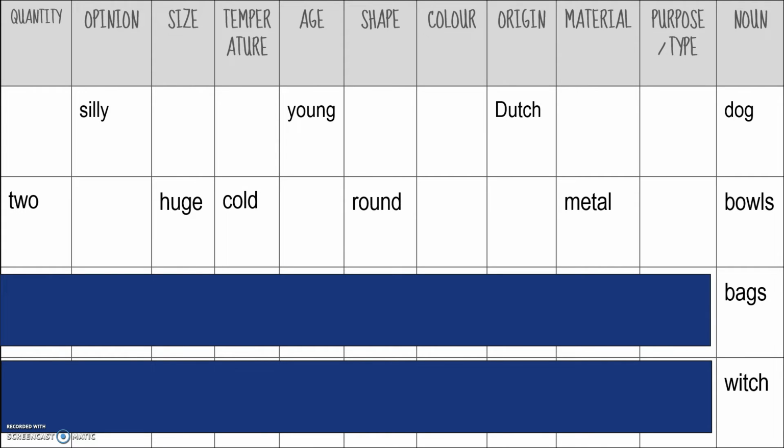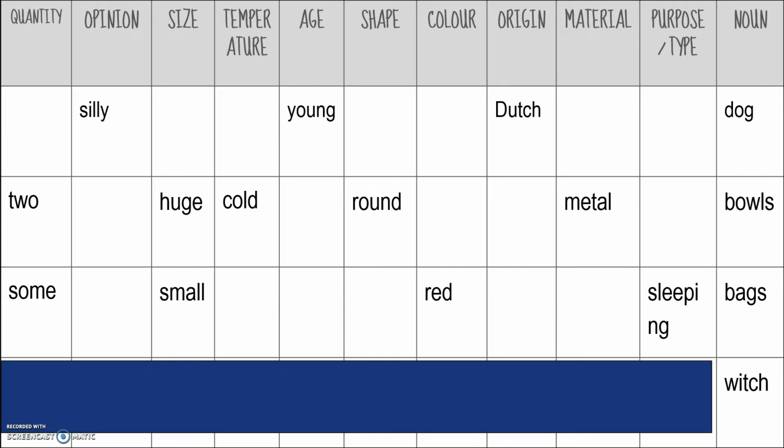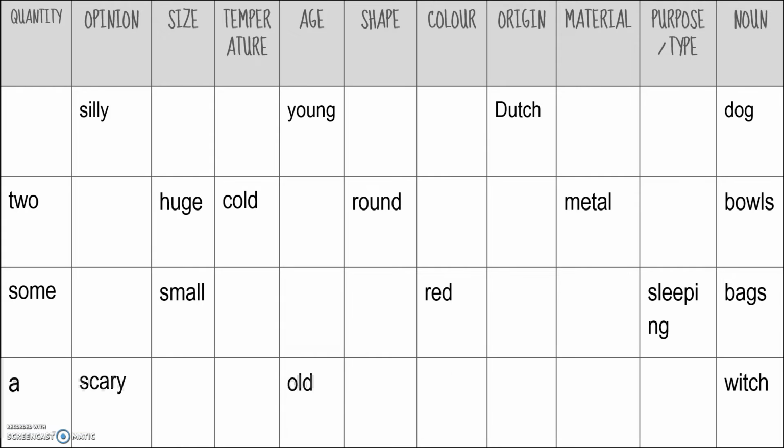Let's see another example. You have some small red sleeping bags. So again, small would be size, red would be color, and then purpose would be sleeping bags. So the bags were created so that you could sleep in them. And the final example, you have a scary old witch. So you have scary is your opinion, and then old is age.